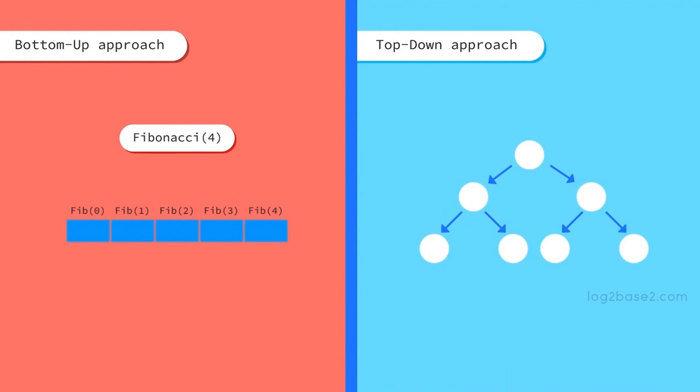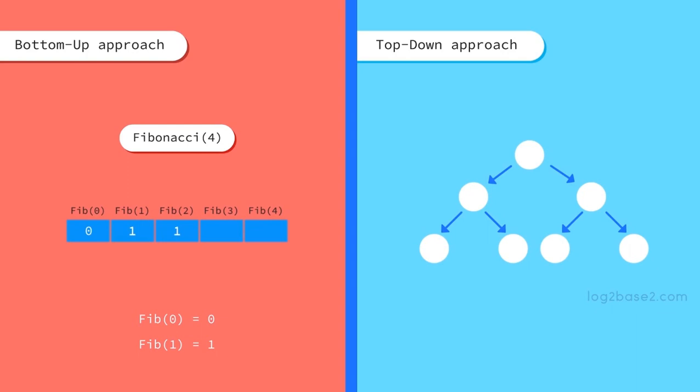Let us see the bottom-up approach first. As we have discussed, in the bottom-up approach, we solve the problem step by step from the base case. Here, what is the base case? Fibonacci of 0 is 0 and Fibonacci of 1 is 1. So write 0 in fib of 0 and 1 in fib of 1. Let us solve one by one. What will be fib of 2? It is fib of 0 plus fib of 1. That is the sum of the previous two Fibonacci numbers. So fib of 2 equals 0 plus 1, that is 1.